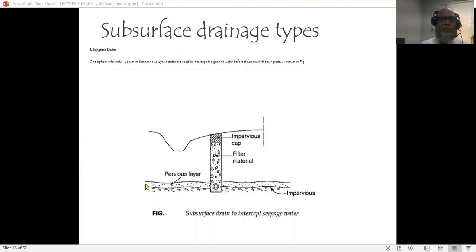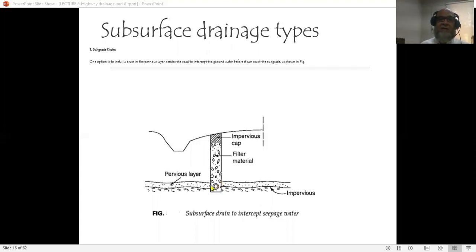So what you do, you provide a pervious layer. This may be of gravels. And you excavate a trench like this. You have a pipe that we call a perforated pipe. It is so designed that the opening should not allow a minimum particle size of around, say, 0.075 mm to pass through it.